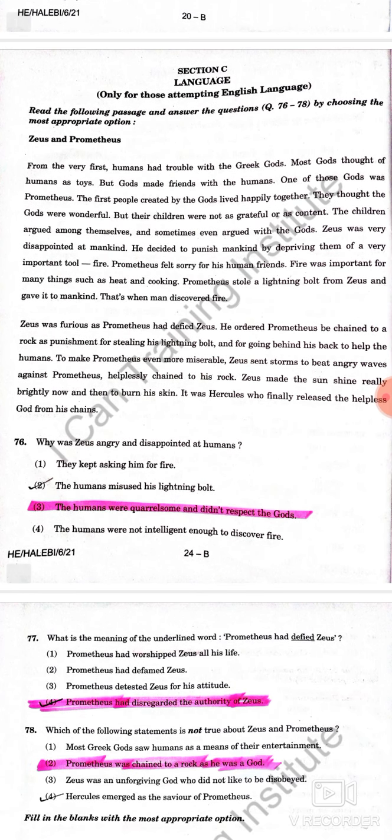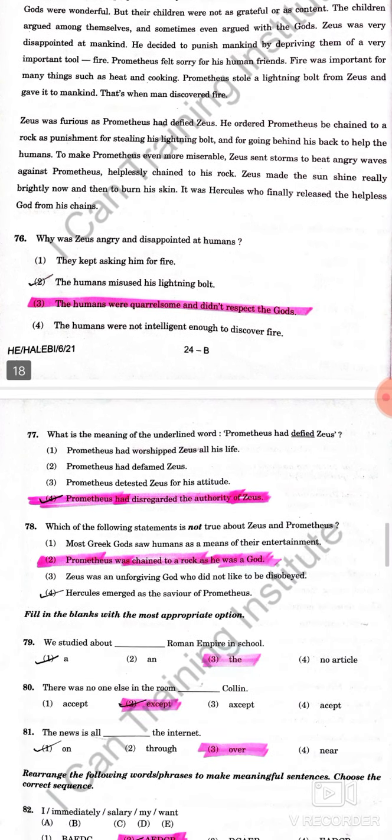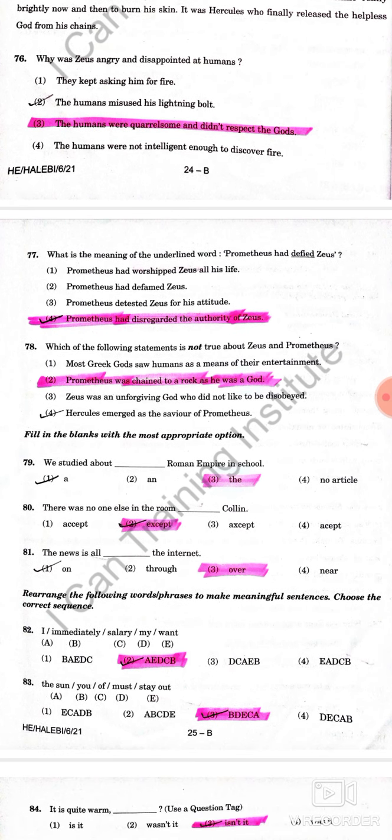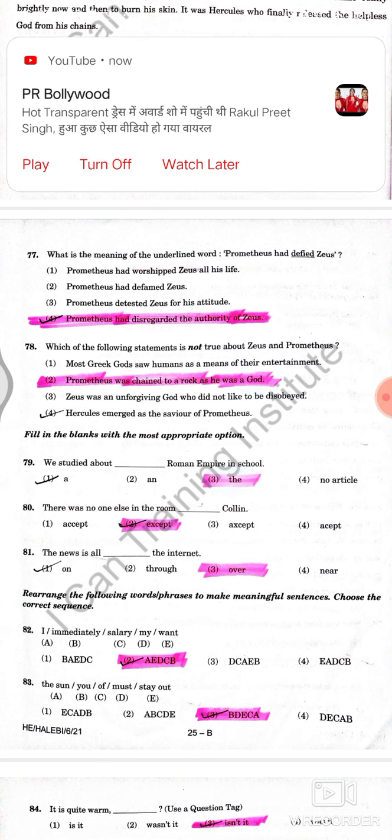Question number 76. Why was Zeus angry and disappointed at humans? And the answer is option number 3. Question number 77. What is the meaning of the underlined word? Prometheus had defied Zeus, and the answer is option number 4. Question number 78. Which of the following statements is not true about Zeus and Prometheus? And the answer is option number 2.